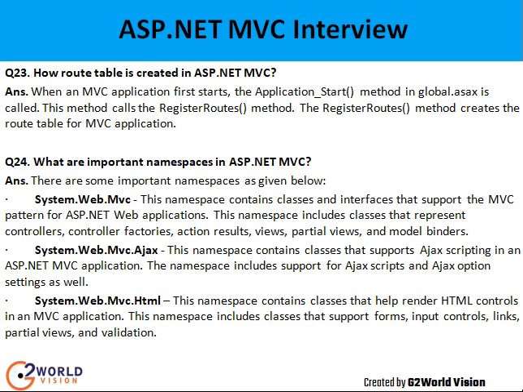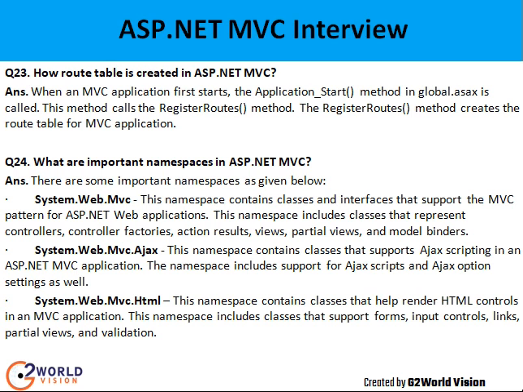How is the route table created in ASP.NET MVC? When an MVC application starts, first the Application_Start method in Global.asax is called. This method calls the RegisterRoutes method. The RegisterRoutes method creates a route table for the MVC application.